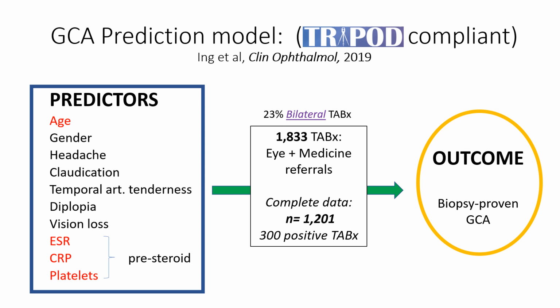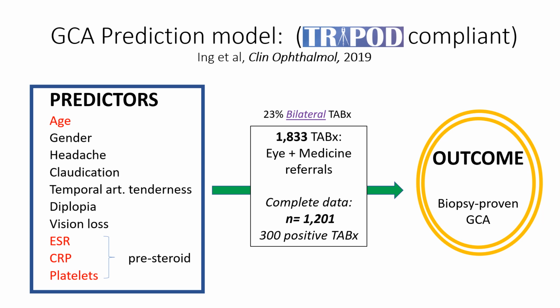Our model used the 10 predictor variables of age, gender, headache, jaw claudication, temporal artery tenderness or pulselessness, diplopia, vision loss, erythrocyte sedimentation rate, C-reactive protein, and platelets to determine the risk of biopsy-proven giant cell arteritis. Age and blood work variables were maintained as continuous to improve statistical power.